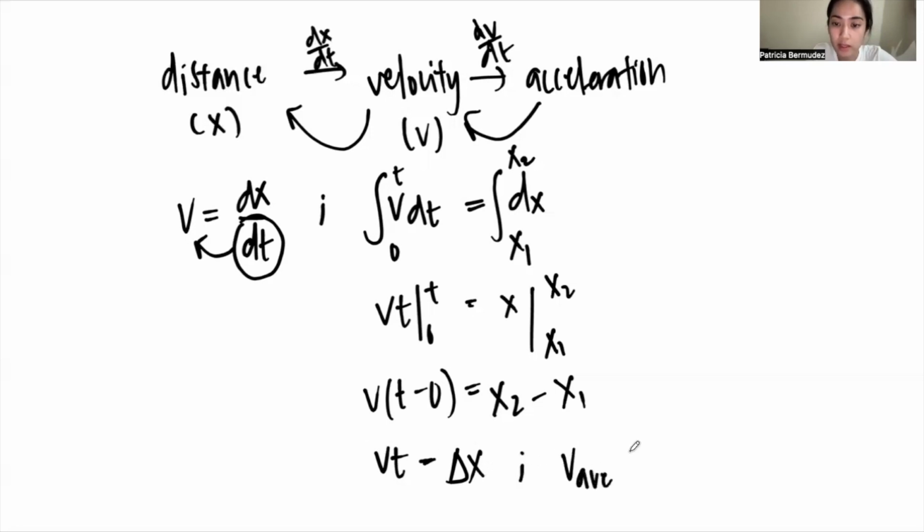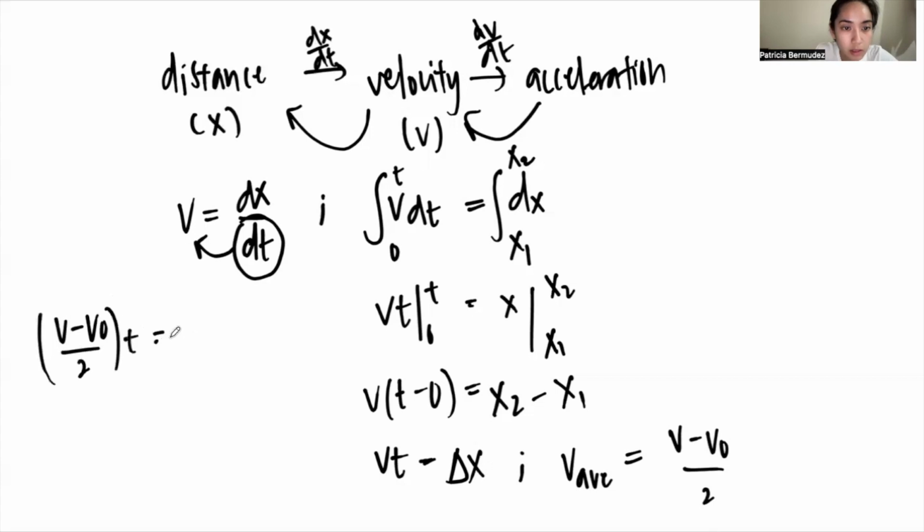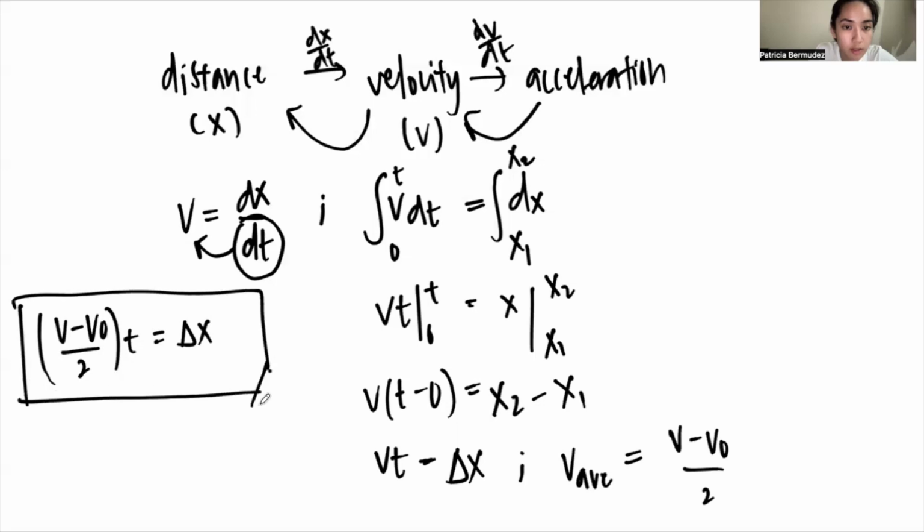We have to know that the velocity here is actually the average velocity. And how do we calculate the average velocity? We take the final velocity minus the initial velocity divided by 2. So it's (v minus v naught) divided by 2. Replacing this here, we get (v minus v naught) divided by 2 multiplied by t is equal to the change in distance. And that is our first equation in the list earlier.